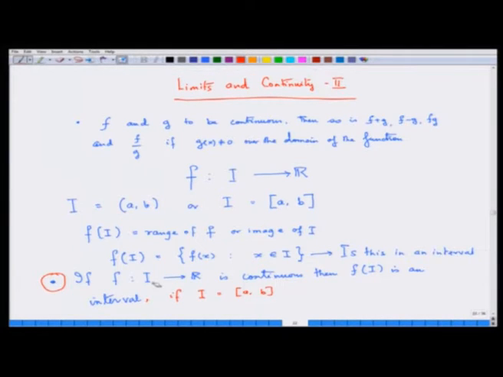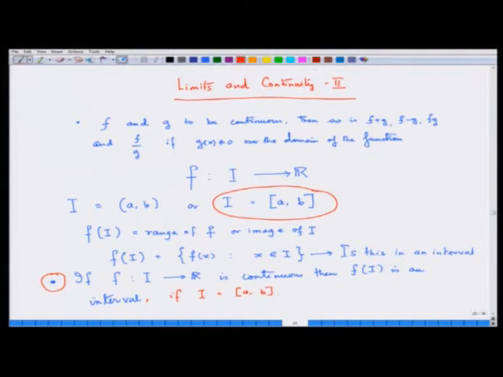This is actually a larger property. Those who know some more mathematics would realize what I am trying to say is that the continuous image of a compact set is compact, but forget about all these things. So if I is of this form and f is continuous, then f of I is an interval. But if I say a to b, then I cannot conclude this result. So for me the interval from now on should be just this.